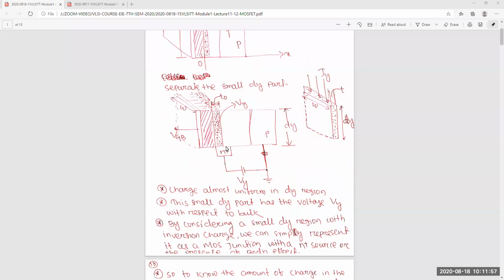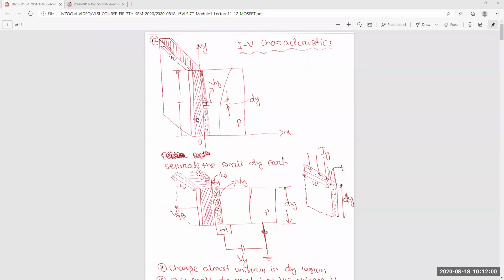You can see, if you see the front picture, this is the 2-dimensional view, and this is the 3D view. This is nothing but your W, the width of the device, and this is the length of the device. From that length, this is the small dy part.